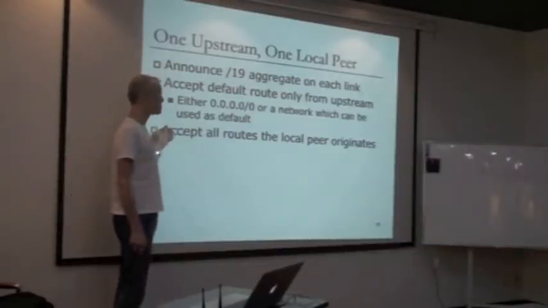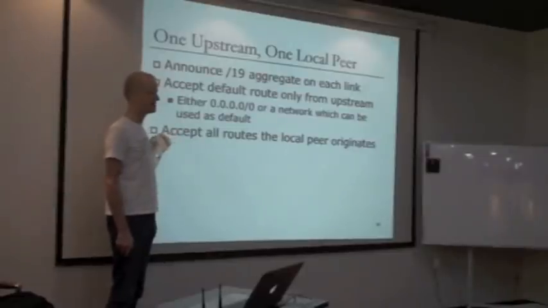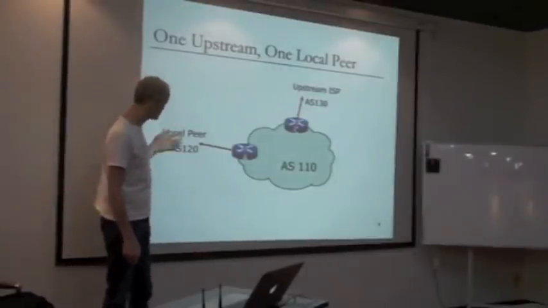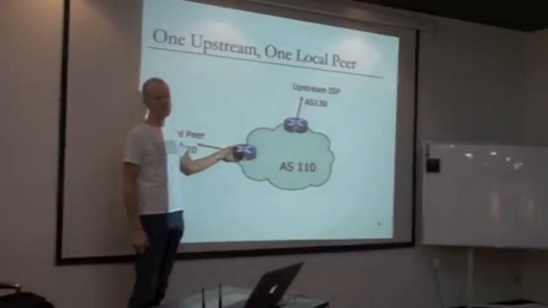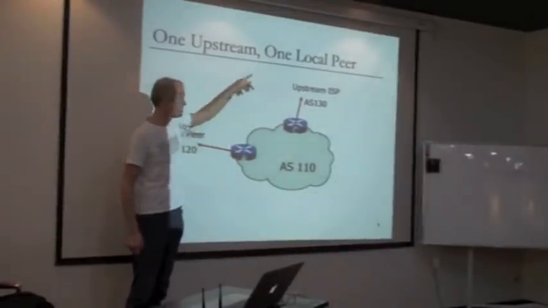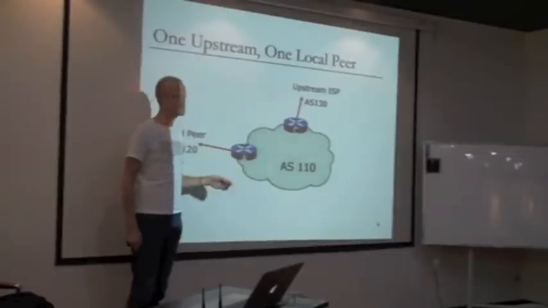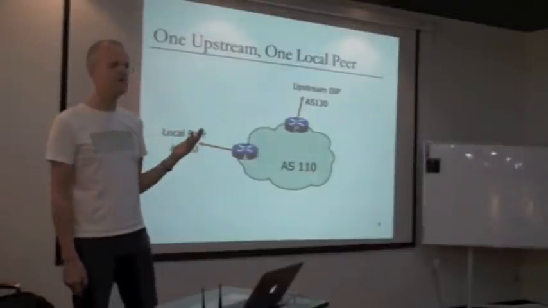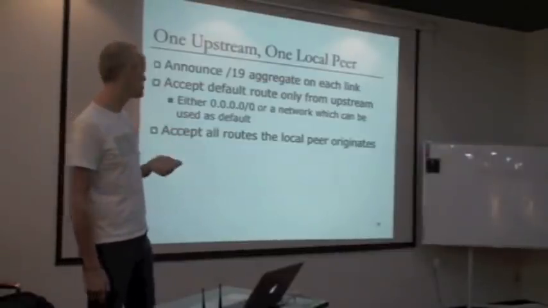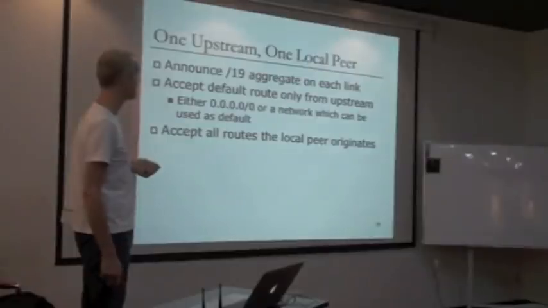And we accept all the routes that the local peer originates. So again, everything that AS120 originates, we accept into router A. So default from upstream, local routes here. You're looking at maybe 2, 3, 4 prefixes in your BGP table. It's not very big at all. It's actually very, very simple.